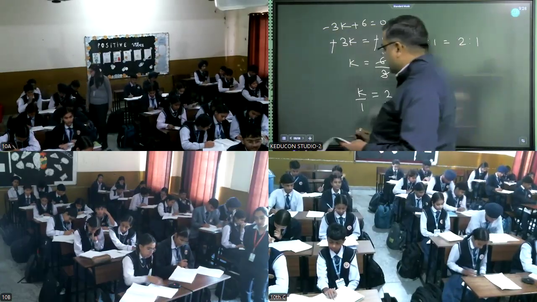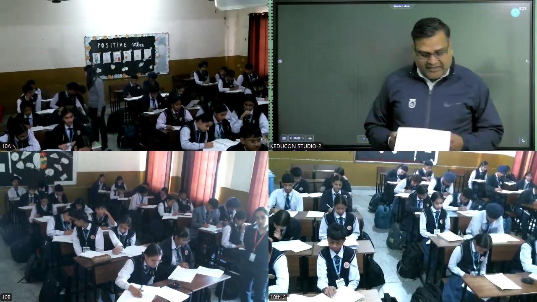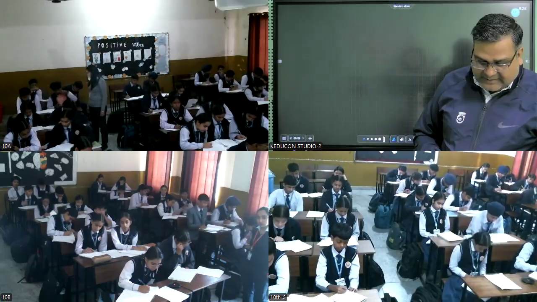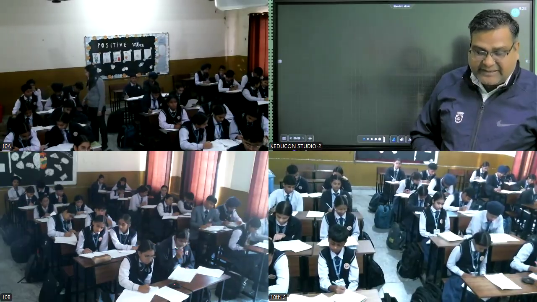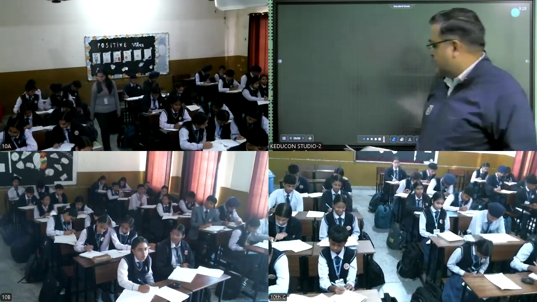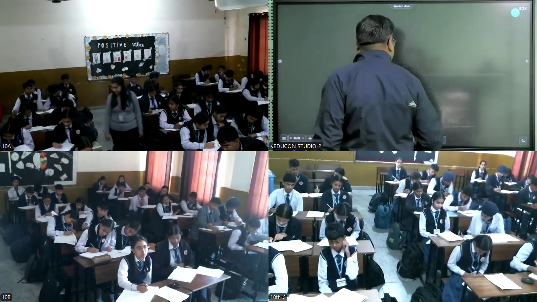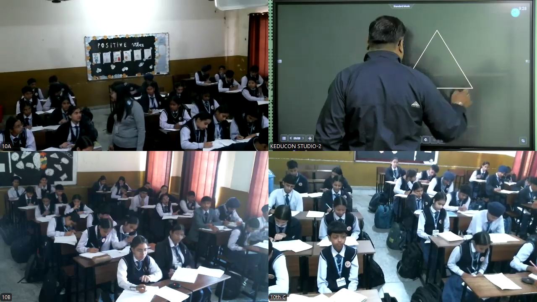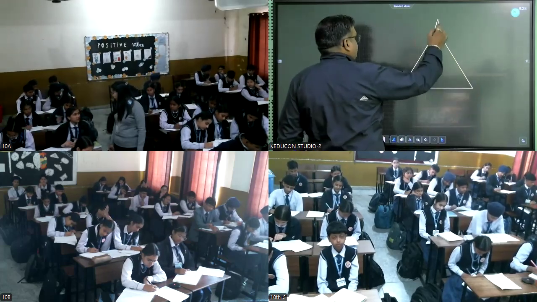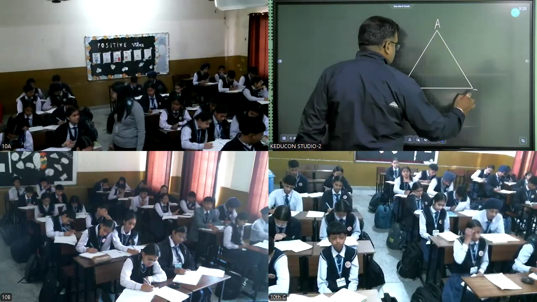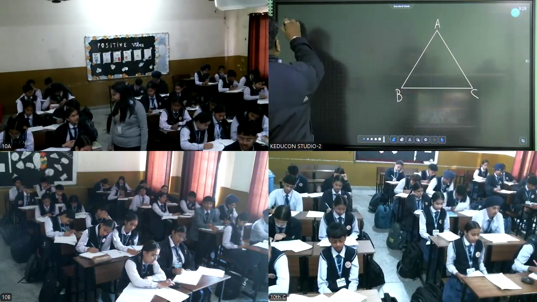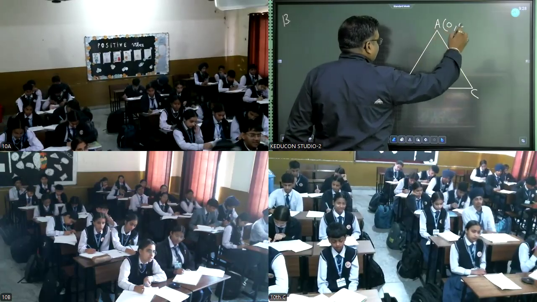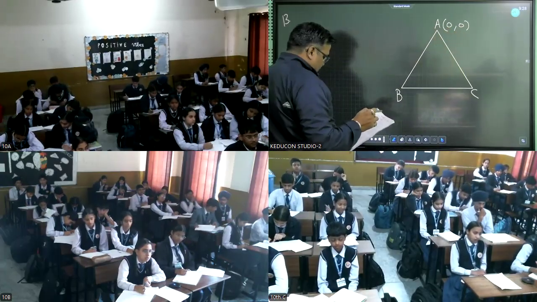Question number 13. If the three points (0, 0), (3, √3) and (3, lambda) form an equilateral triangle, right? Look, students, what is the question? You have drawn an equilateral triangle. What is an equilateral triangle, students? What do you mean by equilateral triangle? All sides of the triangle are equal.